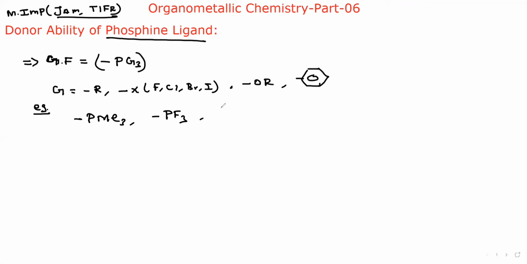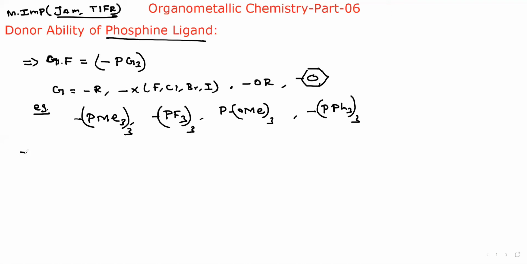Then P(OMe)3, and P phenyl group, PPh3. Understand? This is an example of triphenyl phosphine. You can write it three times or two times, whatever. That is the general formula. Now, what is important about a phosphine ligand?